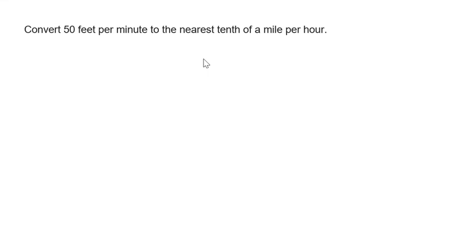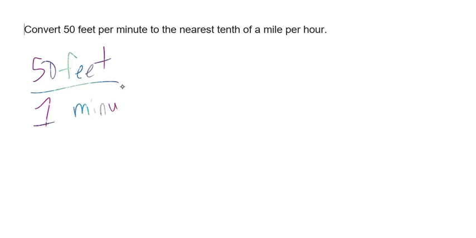Okay, this example is going to take 50 feet per minute. Start off by writing that as a fraction and include my units because we're multiplying by a conversion factor to cancel units. Our goal here is to get an answer where the only thing we're left with on top is miles and the only thing we're left with on the bottom is hours. And you can see we do not have either one of those to start with.